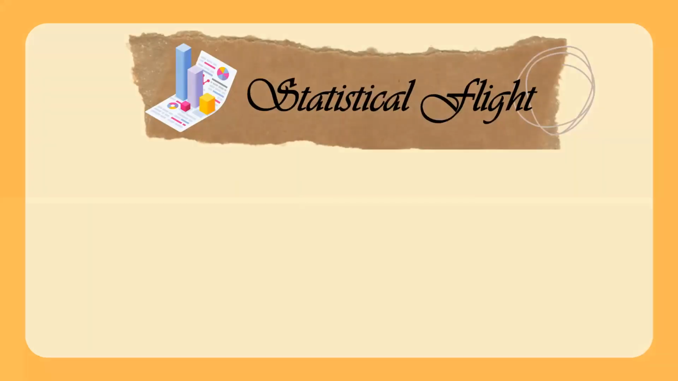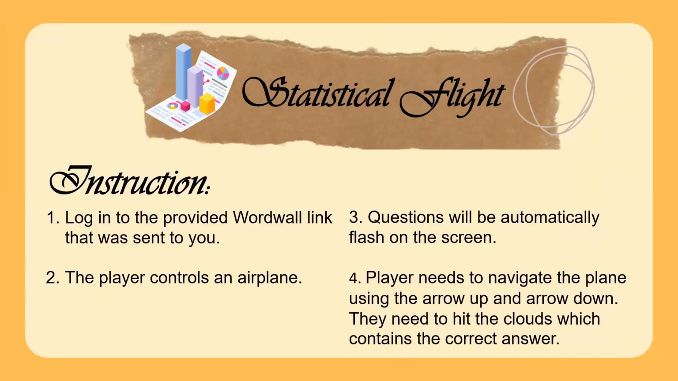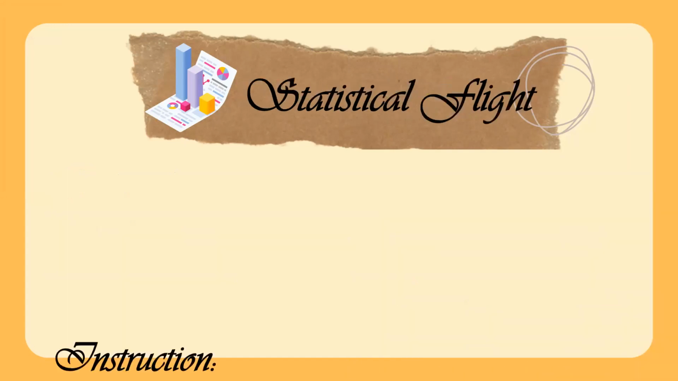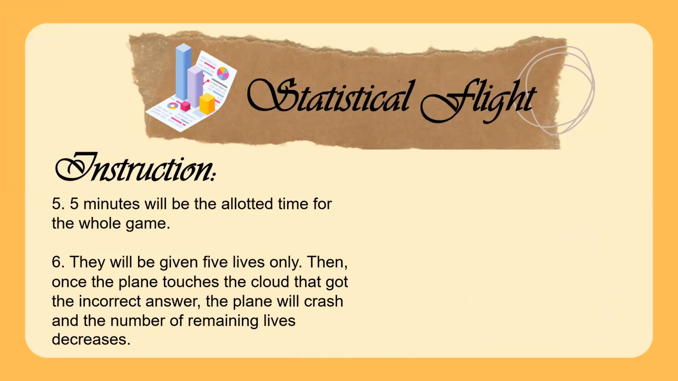So how to play this one? The same instruction, you log into the word wall link, it will be sent to you later. The player will control an airplane. The questions will be automatically flashed on the screen. The player needs to navigate the plane using the arrow up and arrow down. They need to hit the cloud which contains the correct answer. 5 minutes will be allotted time for the whole game.